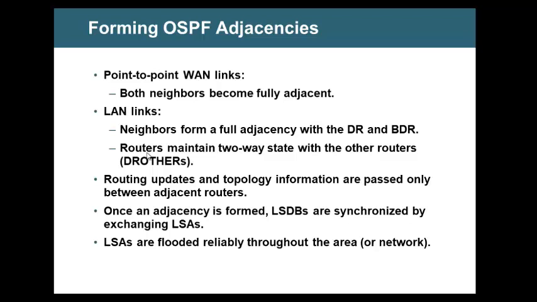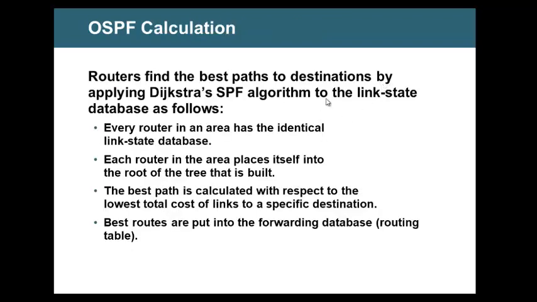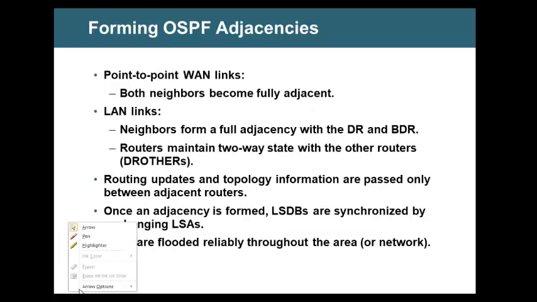For example, F0/0, for this segment, this is a DR, because the priority is 10 here. For this segment, I did not set priority. Here also priority 1, here also priority 1. And the router ID here is 11.11.11.11. The router ID here is 1.1.1.1. So what will happen? Here it will be BDR. And here it will be DR.